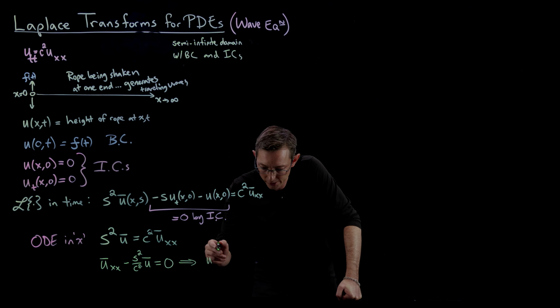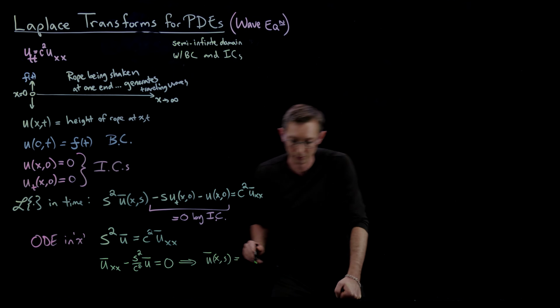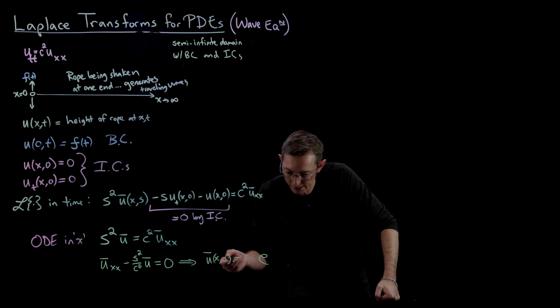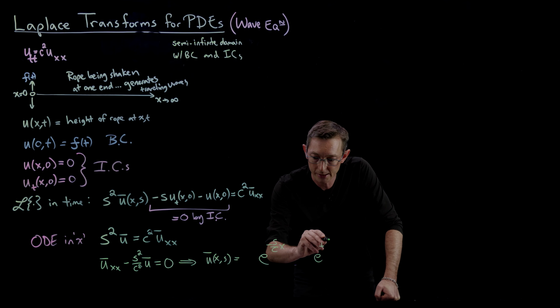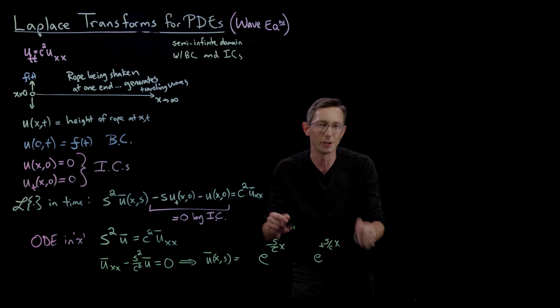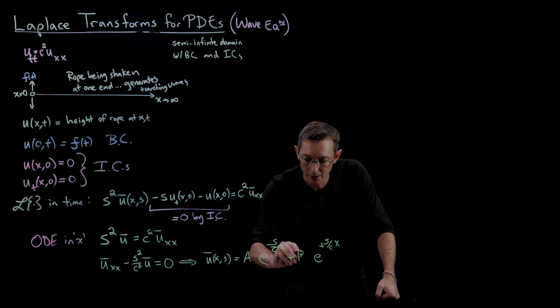The two basic solutions are going to be u bar of x comma s equals an e to the plus, or an e to the minus s over c x, and an e to the plus s over c x. And these each have coefficients out front. There's going to be some a and some b coefficients.